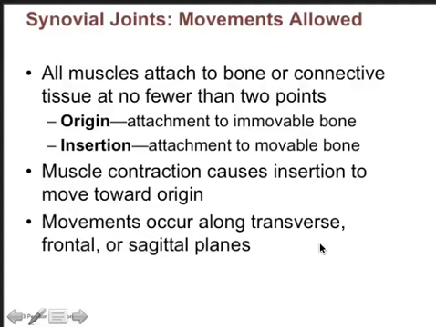And what happens when the bicep contracts is that that joint will flex, meaning that the angle between the bones of the forearm and the bone of the humerus will decrease. When that muscle relaxes, what will happen is it will have extension, where the angle between the forearm and the humerus will increase. Okay, so those are two examples of what we call antagonistic movements.